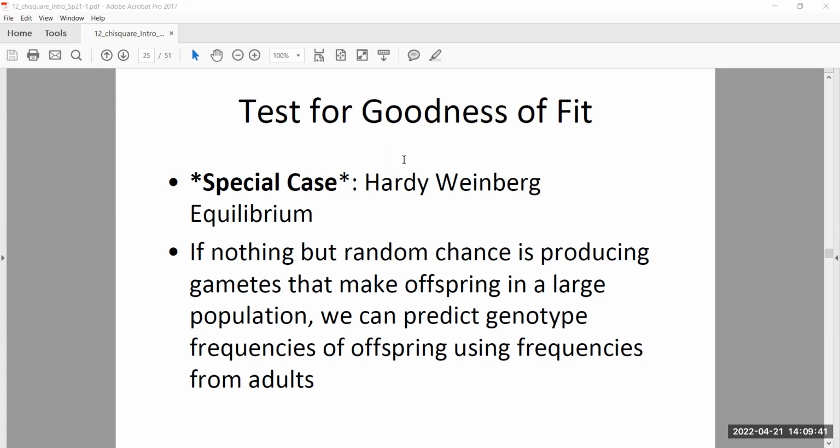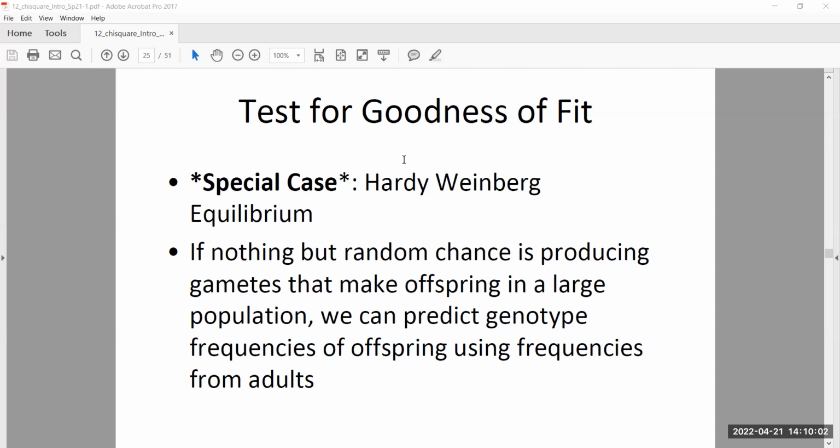So if evolution is not happening, then that means nothing is changing, that we're going to have a population whose allele frequencies are in equilibrium. That means they are not changing from one time to the next. And we're going to call this equilibrium in allele frequencies Hardy-Weinberg Equilibrium.